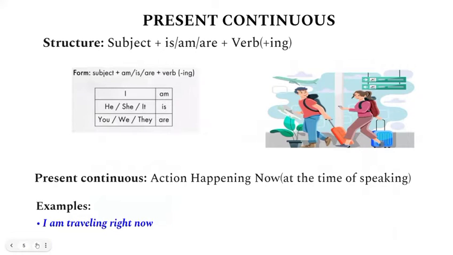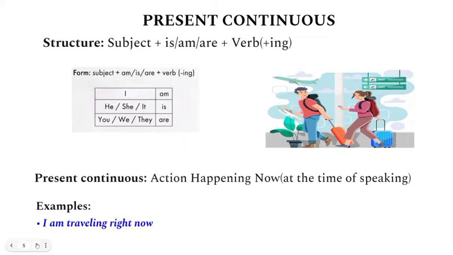We make the present continuous tense with subject plus is, am, or are plus verb in a continuous or ing form. For example, I'm traveling right now. This sentence shows the first use of present continuous tense, to talk about action happening right now at the time of speaking. It's not a general statement, it's not about my traveling habit, it's about action happening right now. This is the first use of present continuous tense.